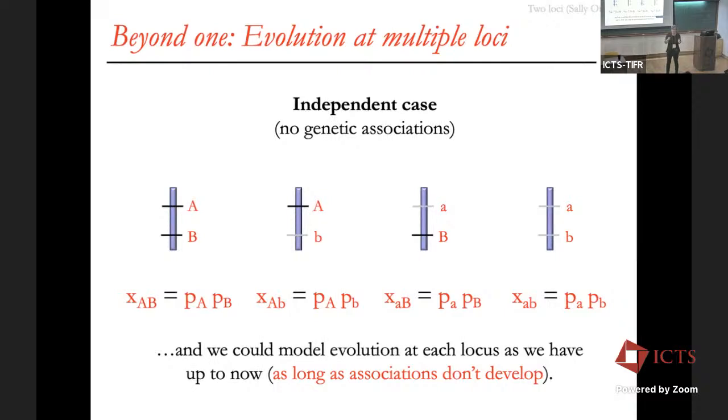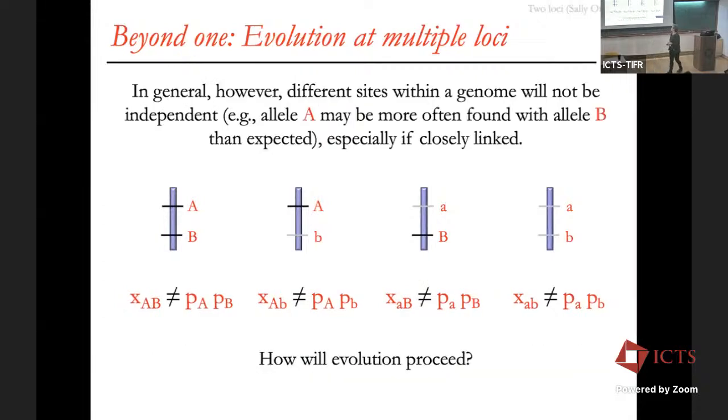And so if that were true, and there's no additional information about the other locus, if we look at one locus, then we could model it just the way we've been modeling and ignore associations. But what if there are associations? In the general case, there will be associations, and we'll talk about why they develop and how they're maintained.